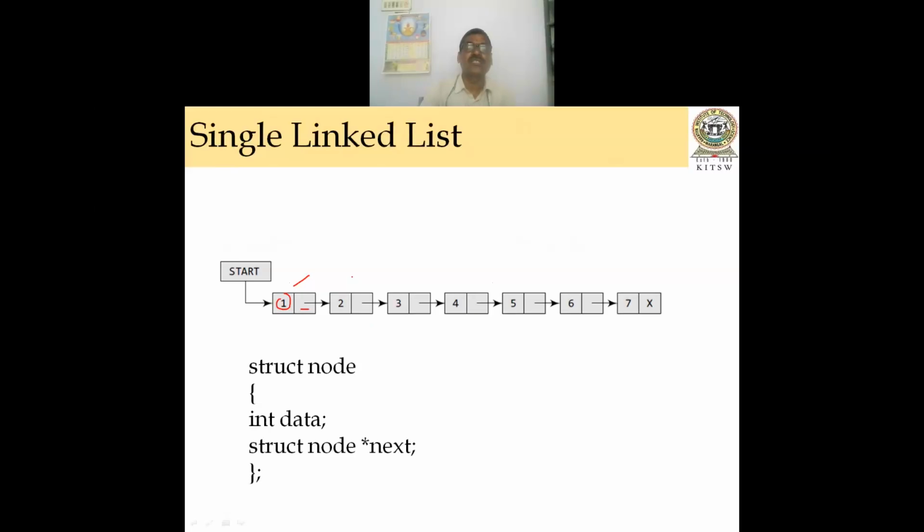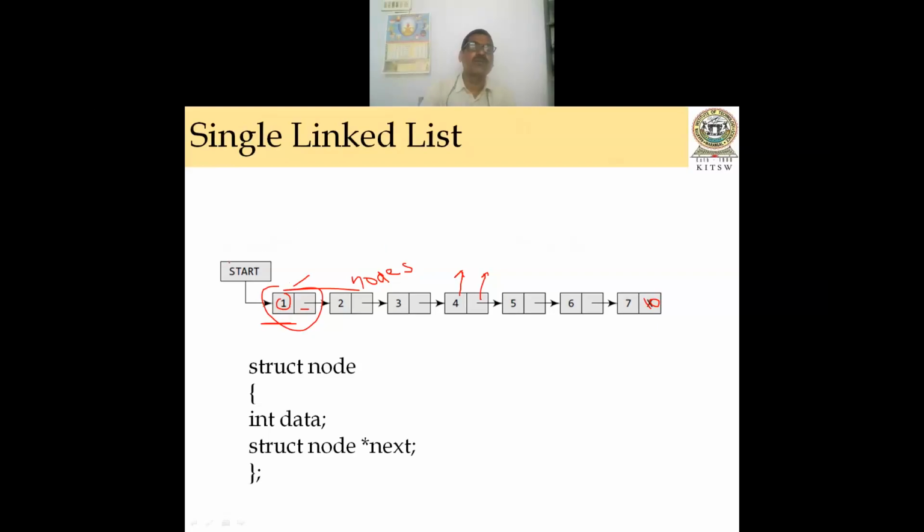Like this, these are the nodes: node 1, node 2 and node 3. Each node has a data field and a link field, which is used to store the address of the next node in the list. In this linked list, for the last node we store null in the link field. To access any node in the linked list we require the starting node address. If you know the starting node address, we can access any node in the linked list.